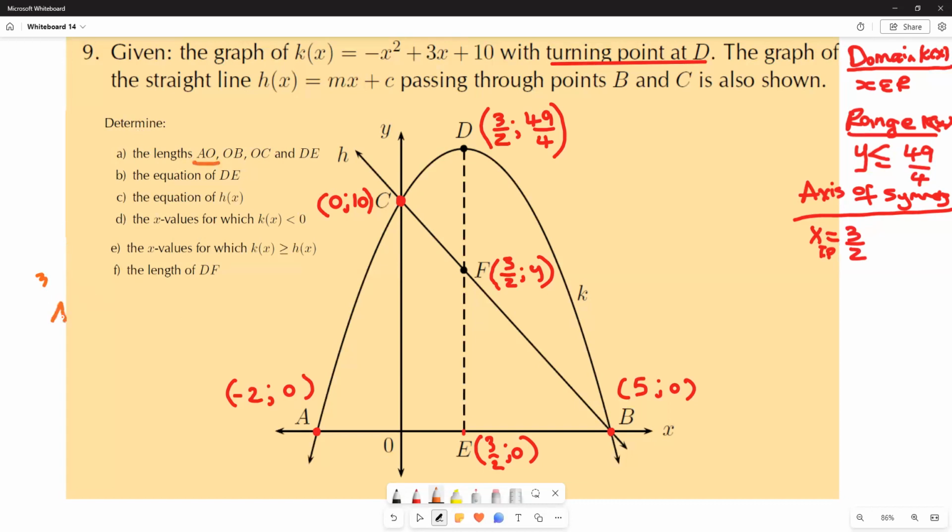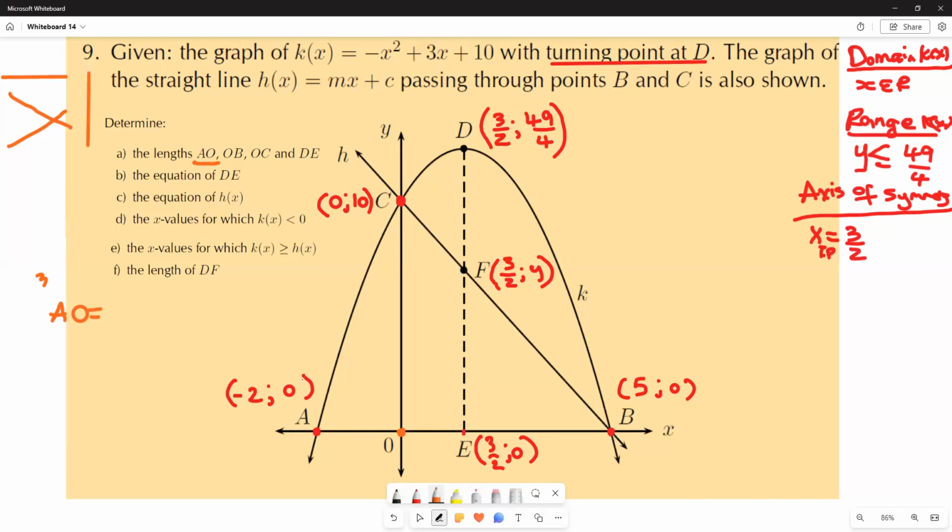Okay, let's see. AO will be from A to O. Remember, O means origin. So from 0 to there. So guys, when you do the length for vertical and horizontal lines, there's no need for distance formula. Never ever use distance formula. You only use distance formula for slanted or diagonal lines like this. But if a line is horizontal like this, or vertical, you never need to use distance formula.